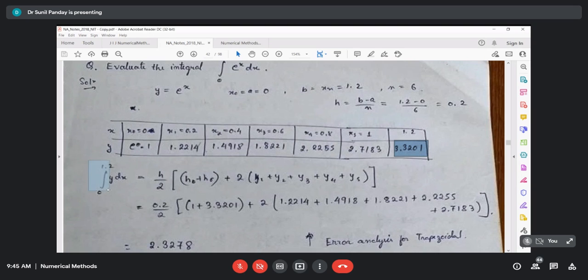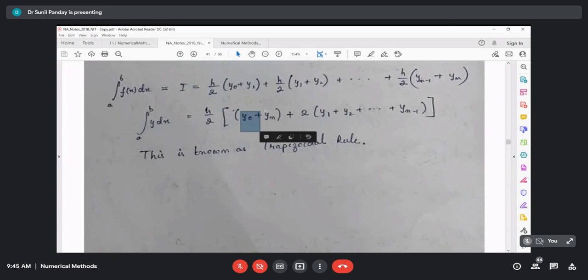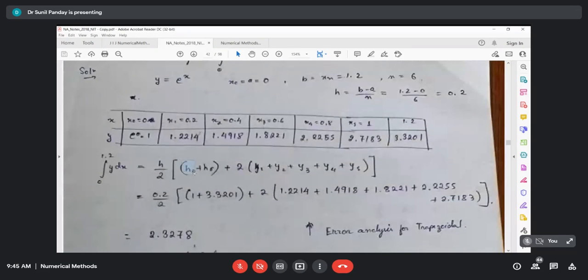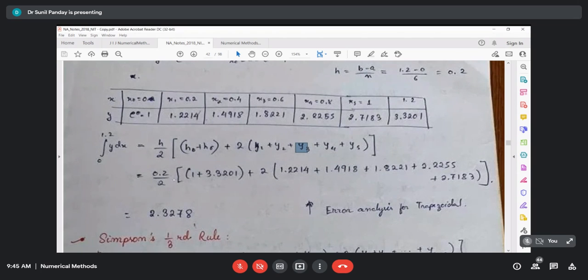So what is the trapezoidal rule? It's a simple one: h by 2. This is wrongly written here, it is not h, it is y. Y naught plus y6, because you know the trapezoidal formula, y naught plus yn, and here yn is y6. Plus 2 times (y1 plus y2 plus y3 plus y4 plus y5). And h is 0.2, so 0.2 upon 2.